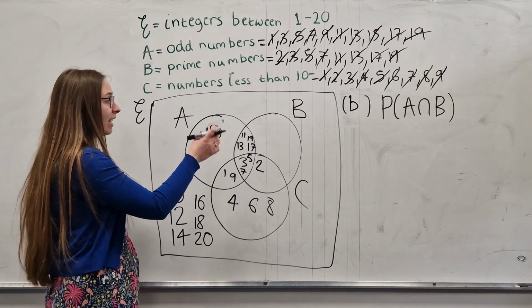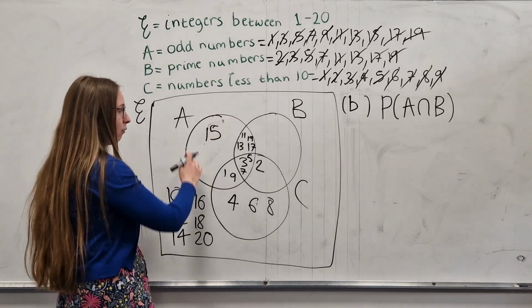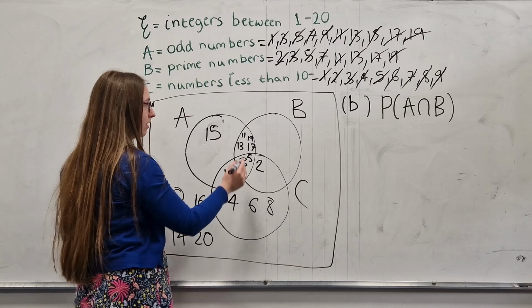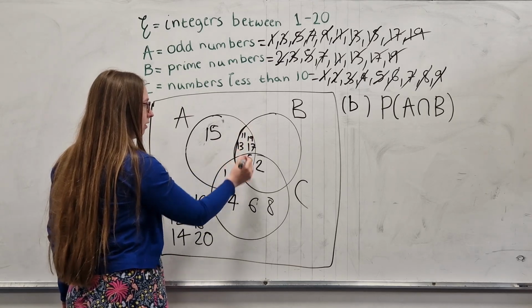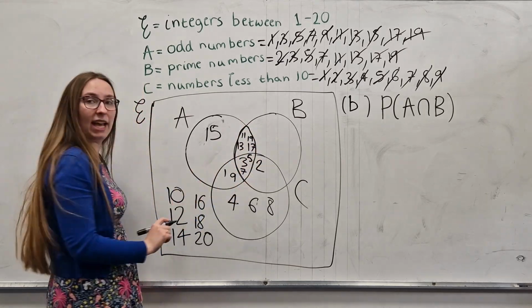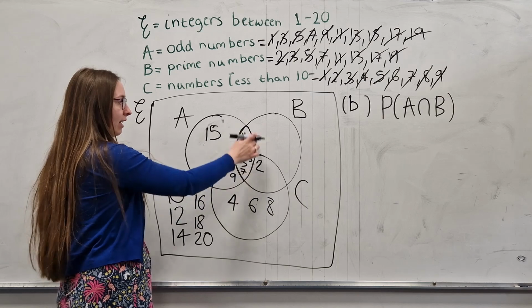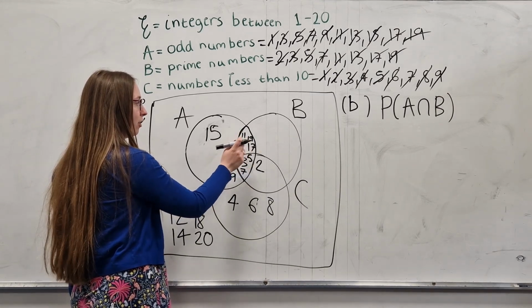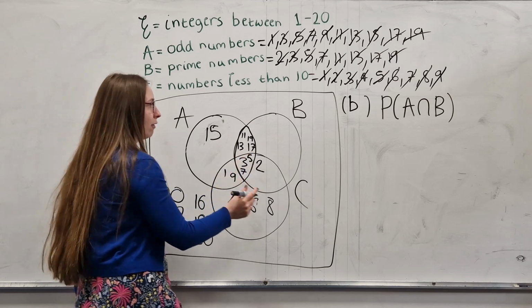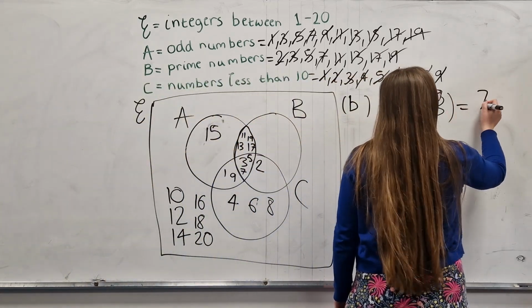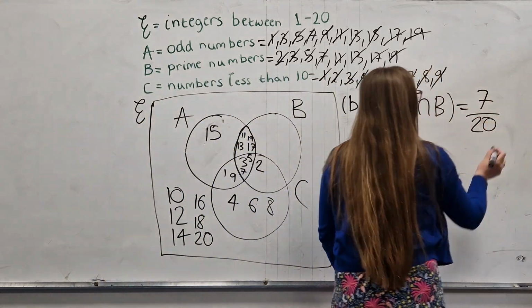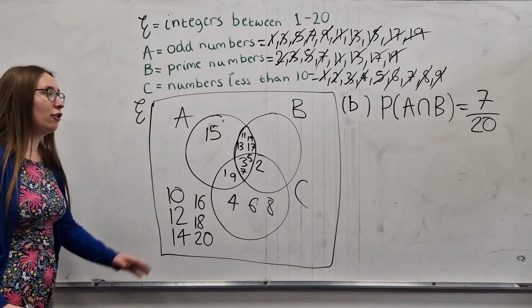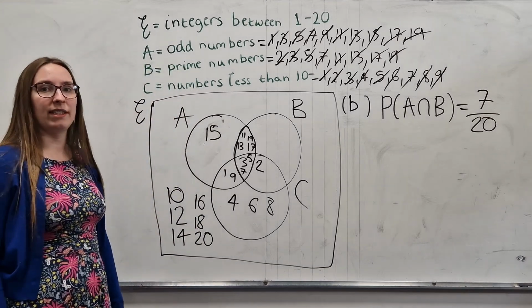So A intersection B is literally where these two circles intersect. You can see here that the circles A and B intersect in this portion here. So let's just count how many numbers we've got up here. 1, 2, 3, 4, 5, 6, 7. So we have 7 numbers out of a total of 20. So the probability that a number is in A intersection B is 7 over 20.